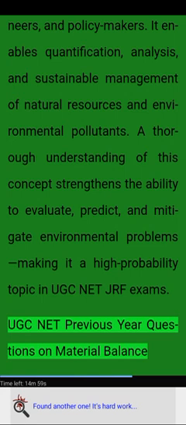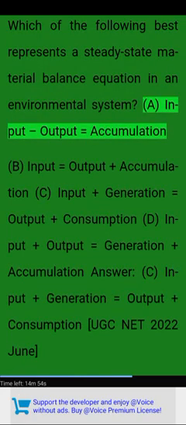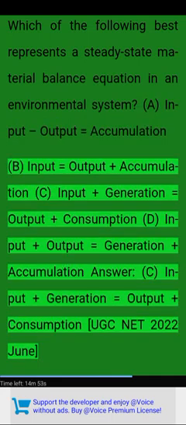UGC NET previous year questions on material balance. Which of the following best represents a steady-state material balance equation in an environmental system? A. Input, output equals accumulation. B. Input equals output plus accumulation. C. Input plus generation equals output plus consumption. D. Input plus output equals generation plus accumulation. Answer. C. Input plus generation equals output plus consumption.